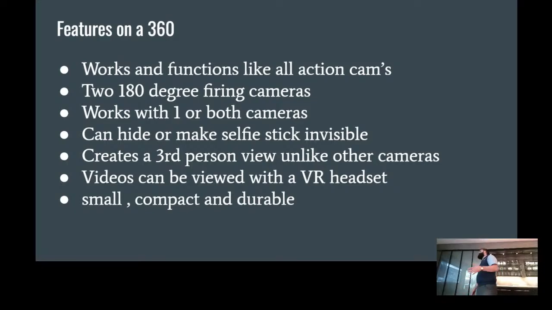To give a little bit more description to the how and the why. It works and functions like all other action cameras. So it's like a GoPro, it's like a DJI Action or Osmo. It has two 180-degree firing cameras. So the camera itself is not shooting at 24 millimeters. It's not shooting at that more semi-wide angle. This is going for the full 180. And not only that, but there are two lenses, two cameras firing at the same time.